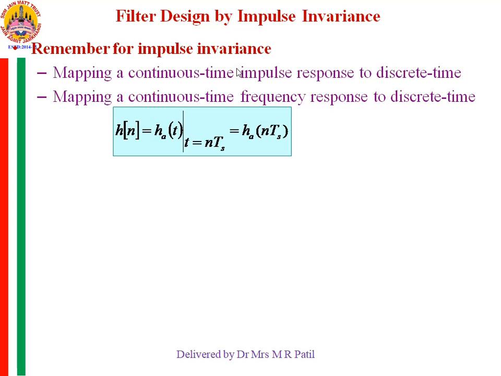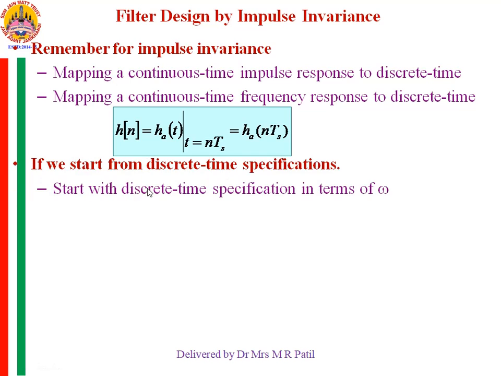So if you have obtained H of s, from that H of s take the inverse Laplace transform and obtain h_a of t. Then every t you replace with t equal to nTs, so that you get h_a of nTs, and that is your h of n.